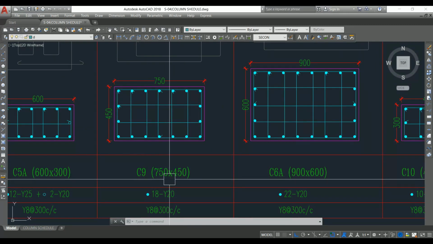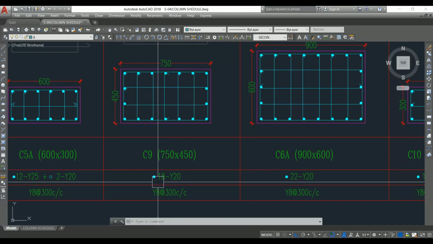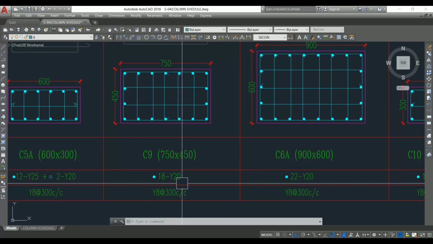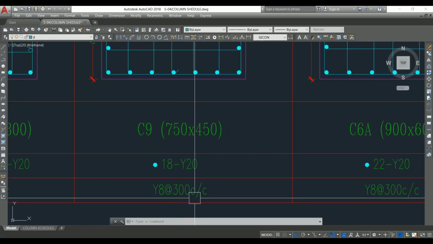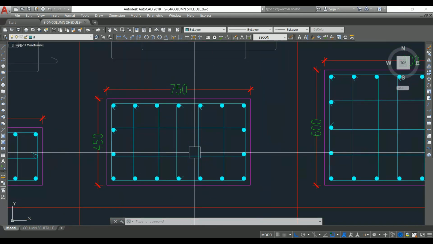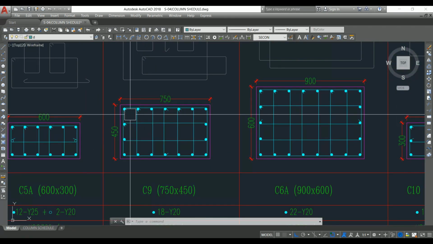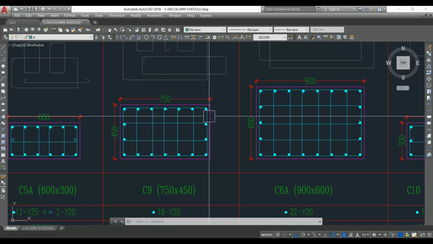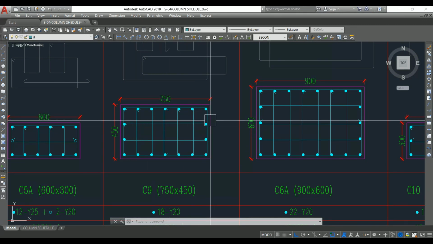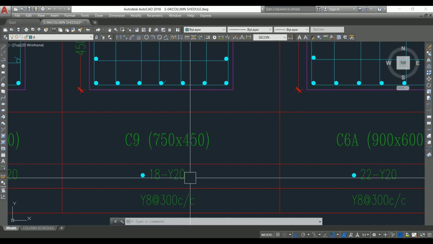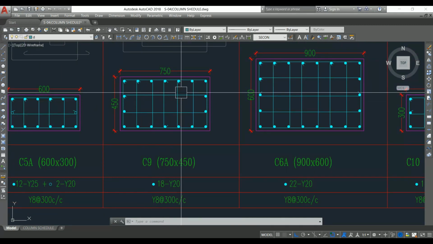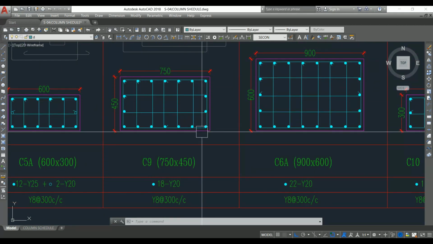Next, let's see 750 by 450. Here 18 number of 20 mm dia bar, and the tie spacing is 8 mm at 300 mm center to center. So let's look into the main bar arrangement. In 750, in this direction we have 7 number of bars, and here 4 number of bars. Since the diameter is the same, there is no need to provide a larger bar in the outer direction.